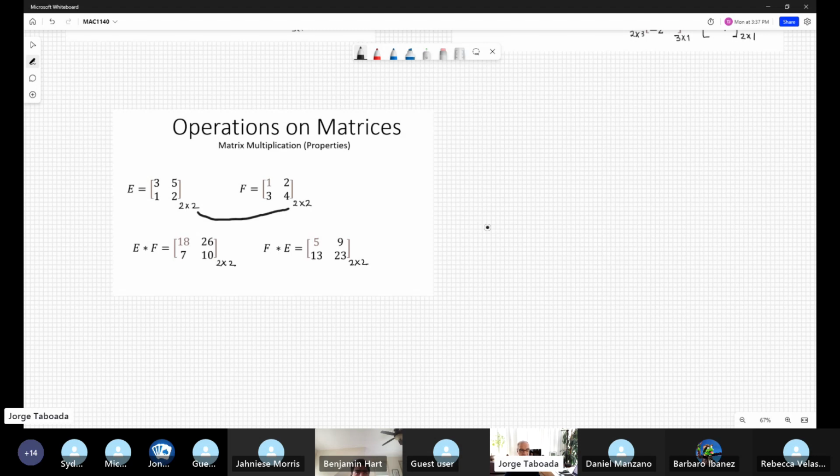Suppose the matrix E is 3, 5, 1, 2, times the matrix F, which is 1, 2, 3, 4. So this is the matrix E, and this is the matrix F, and the operation that I want to do between them is times. So now I expect another matrix that is 2 by 2.